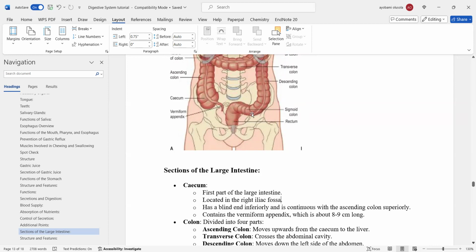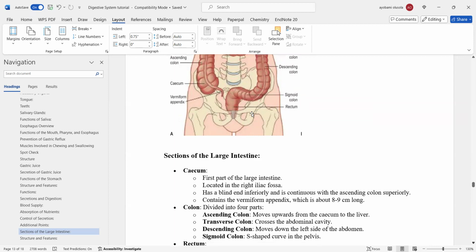The sigmoid colon is close to the rectum. Now the ascending colon moves upwards from the cecum to the liver. The transverse colon crosses the abdominal cavity, while the descending colon moves down the left side of the abdomen. Sigmoid colon is S-shaped in the pelvis.